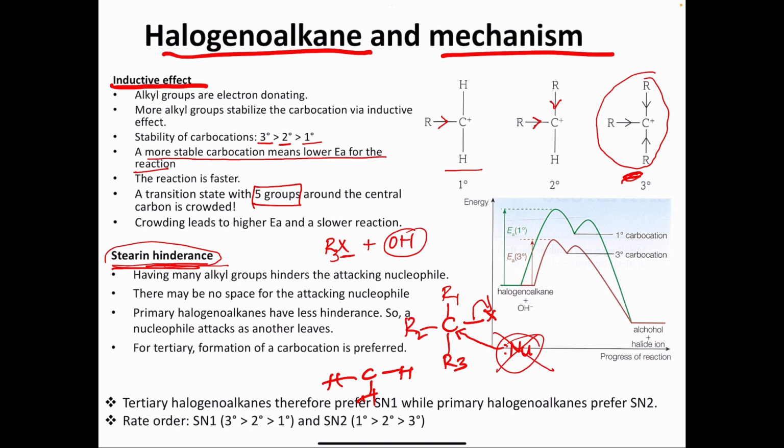So these two factors, inductive effect and steric hindrance, are the reason why tertiary halogenoalkanes go through SN1, and the primary halogenoalkanes prefer to go through SN2. Why? There is less steric hindrance, and there is no inductive effect to lead to a lowering of the activation energy. So for tertiary, SN1 is favorable, and for primary, SN2 is favorable.